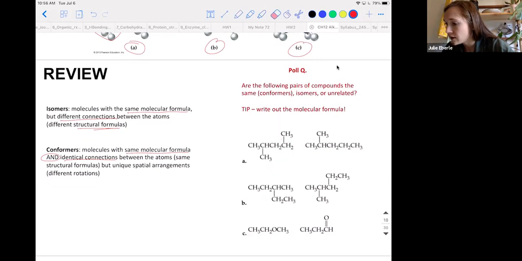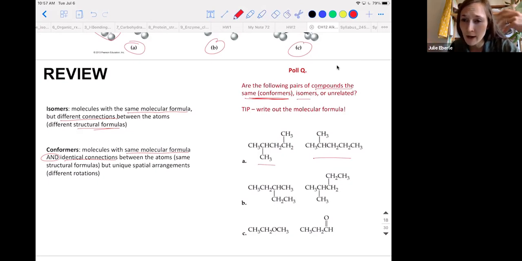Okay, so I want you to tell me, looking at these two things, are the following pairs of compounds the same? If they're the same, we call those conformers. If they have actually different connectivities between the atoms, they're isomers, or if they don't even have the same structural formula, like one has a nitrogen and one doesn't, or they've got different numbers of carbons, we would say they're unrelated, not even close. Okay, so I'm going to launch this poll, and just give me your best guess.